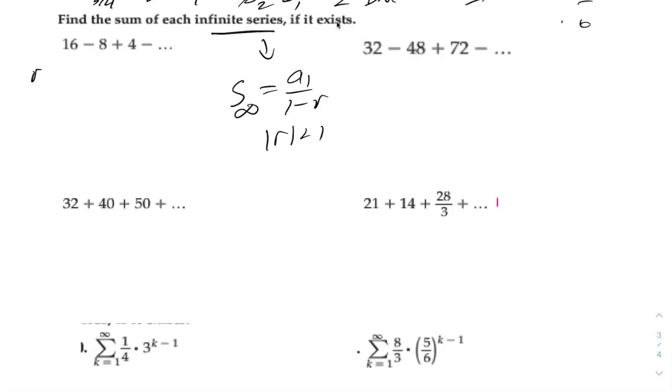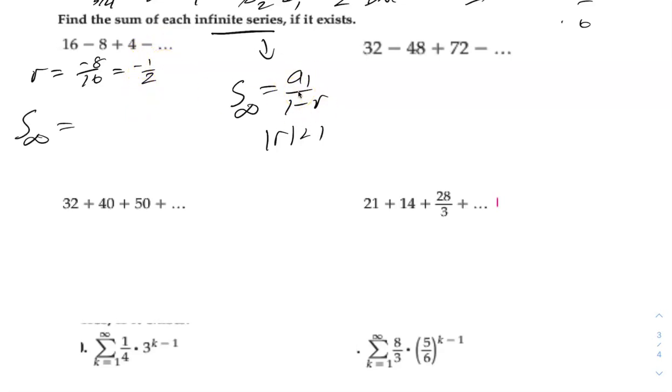So this first one here, find our R, the most important thing. So we're going to put -8 over 16, right? We put the second term over the first term. In this case, I get -1/2. So it's convergent. I can do it. It's less than 1. Again, absolute value, less than 1. So let's find the infinite sum.